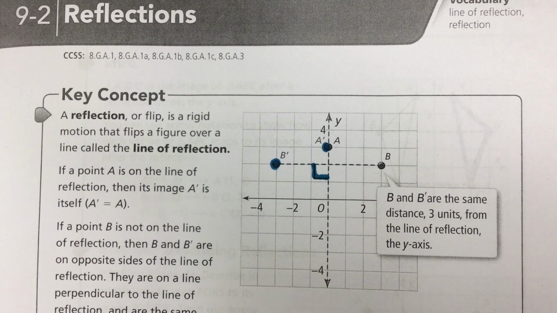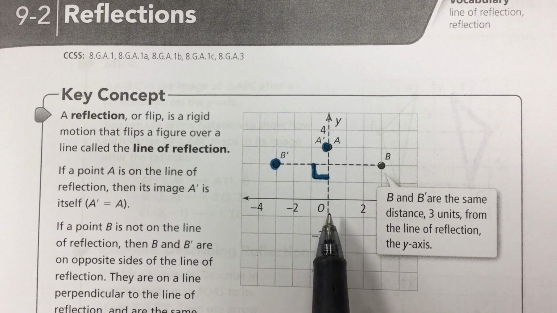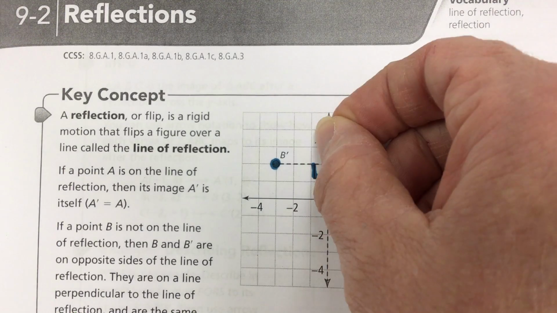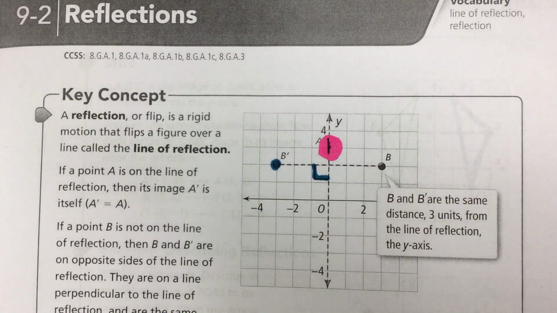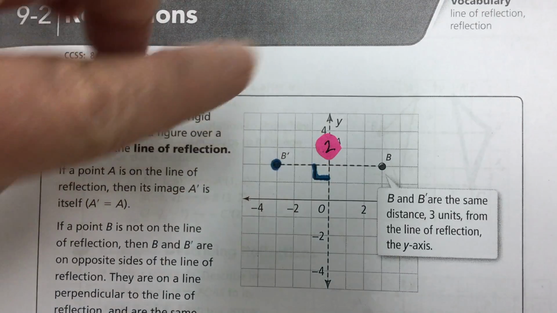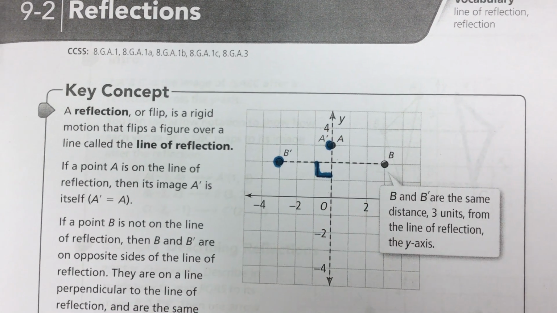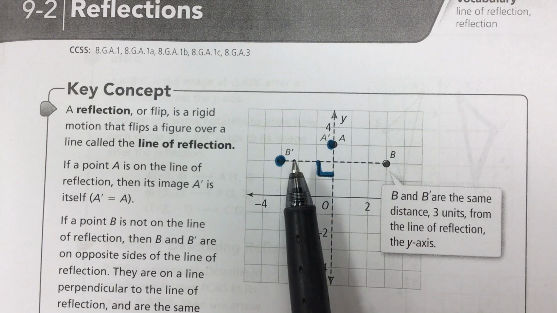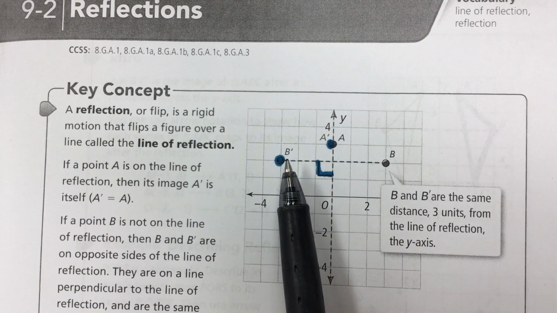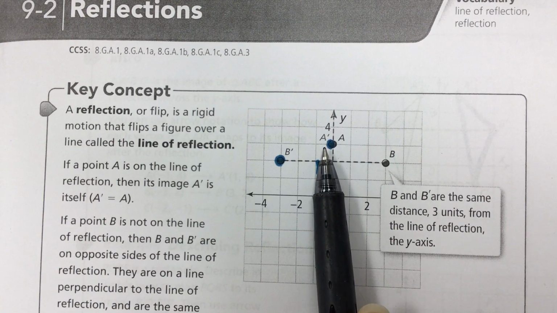So let's look at point A. You see we have point A. It is on the reflection line. In other words, if I take this point, I've got it numbered point 1, and I reflect it over the reflection line, you see I flipped it to side 2, but it is still in the same position. Therefore, A prime is equal to A. So taking a point, flipping it over the reflection line, if the point is lying on the reflection line, is just itself. So A equals A prime.